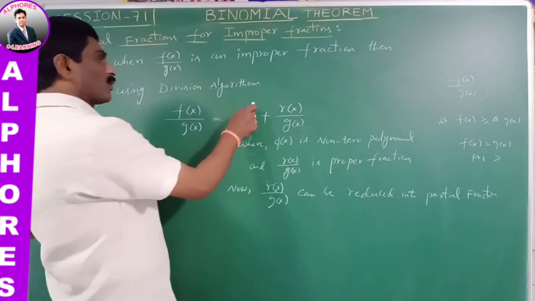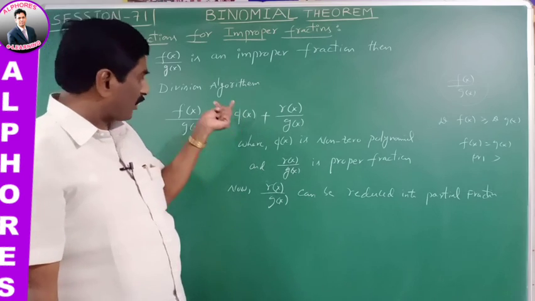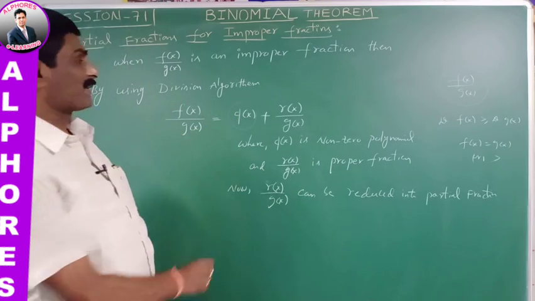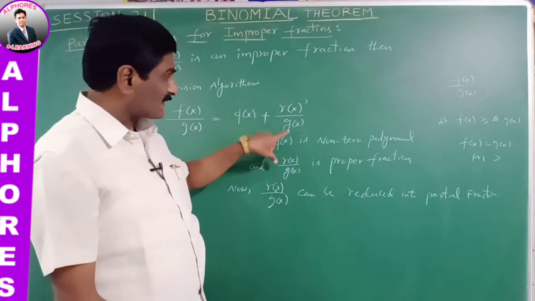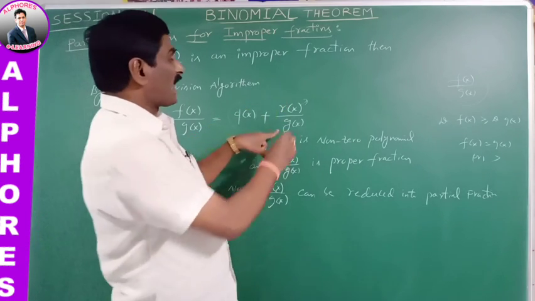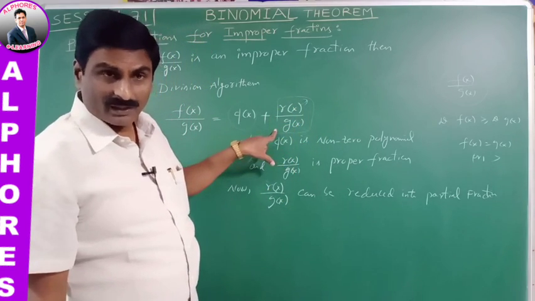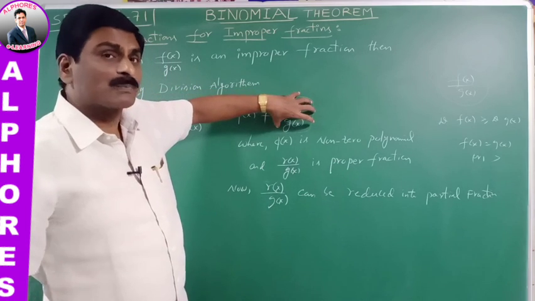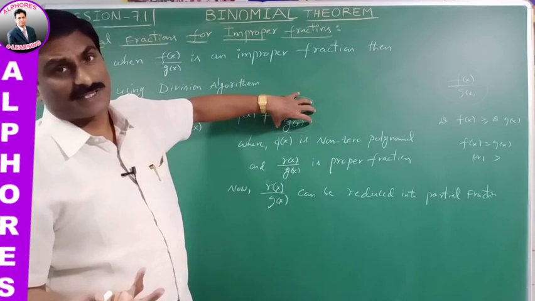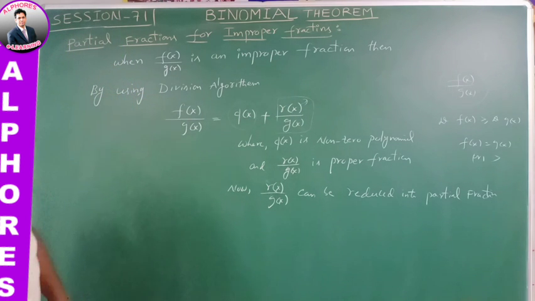Here q of x is the quotient value and it is a non-constant, a non-zero polynomial. And at the same time, r of x is the remainder and the degree of r of x is less than the degree of g of x. That means r of x by g of x must be a proper fraction. It is proper, so it is possible to resolve it into partial fractions. Please observe and note this value.